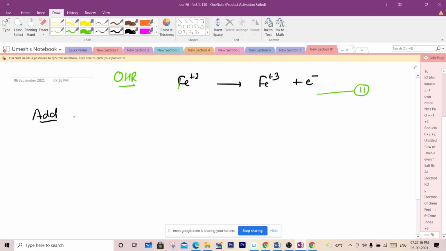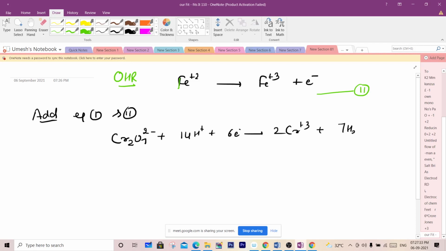Now you add equation number 1 and 2. It's an oxidation half reaction, right? And it's a reduction half reaction. Now you have to add the two equations algebraically. Since 6 electrons are here, it is a 1 only. So multiply the whole equation with the 6 and then add.